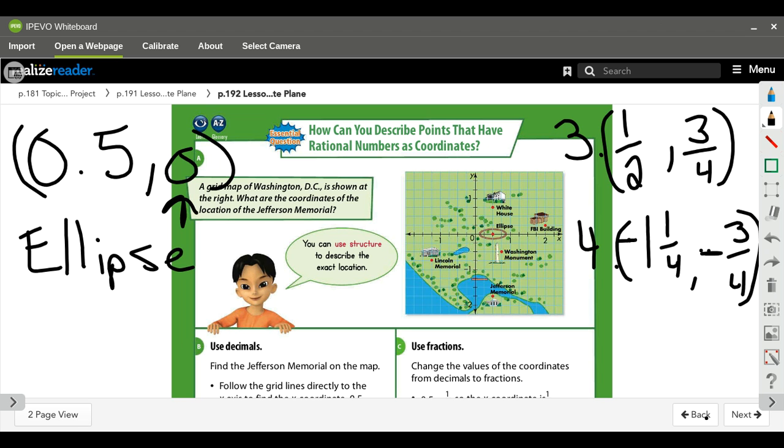And then my last coordinate that I'm going to graph is 3/4.